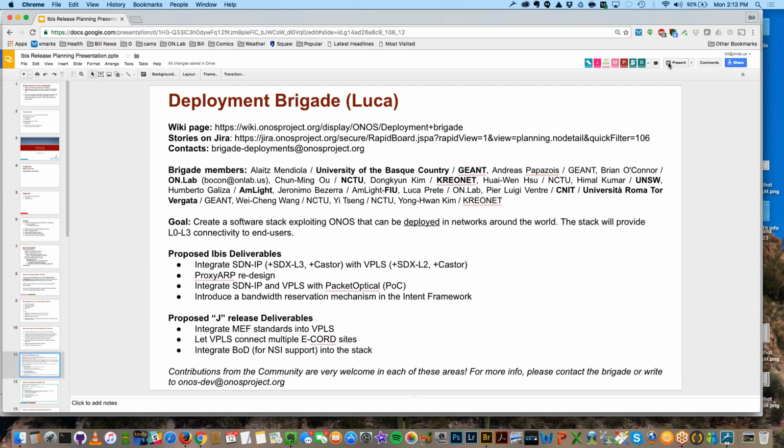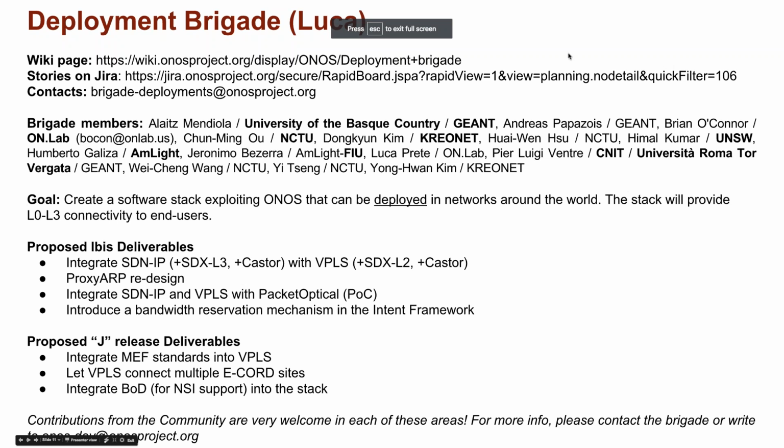I better go to full screen for this one here. Yeah, full of stuff. This is the long-term plan of the deployment brigade. For details, we have a wiki page, we have a backlog on Jira, and we have a filter that can let you see all the stories of this brigade. We have a mailing list. This is a first list, not yet updated, of the first participants of the brigade. In bold are all the different organizations that are working with us today.